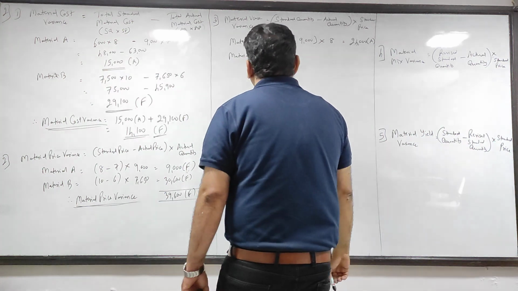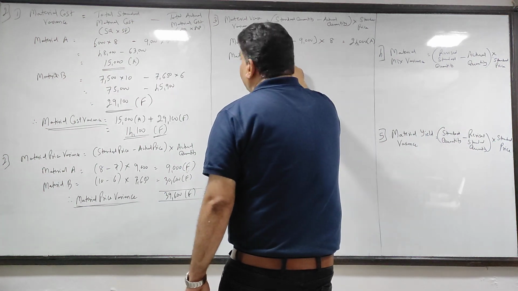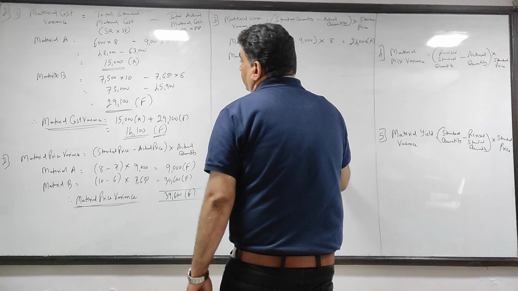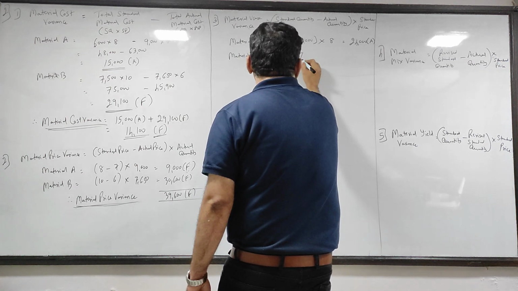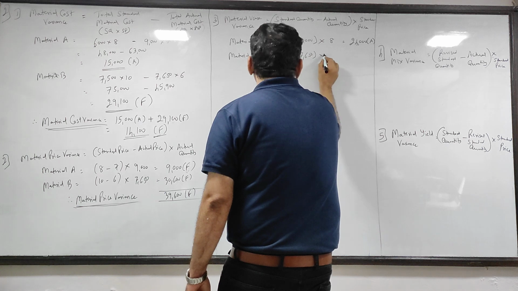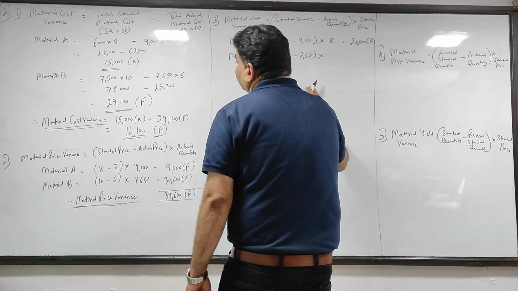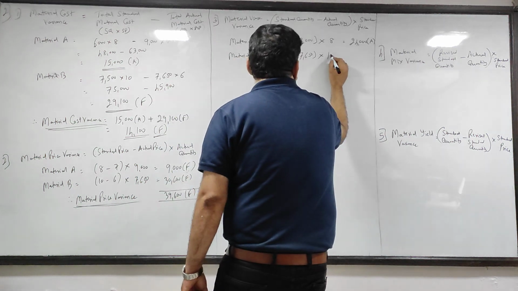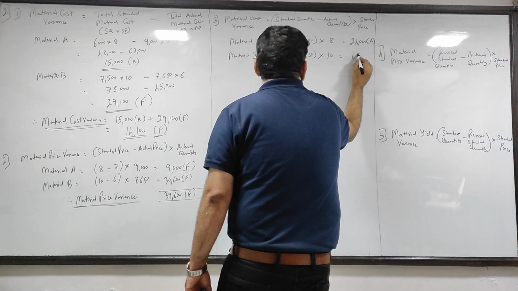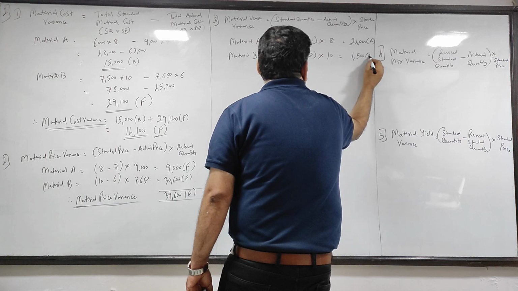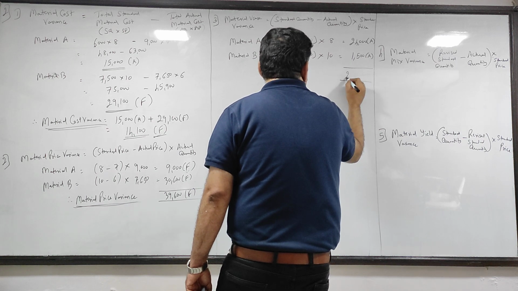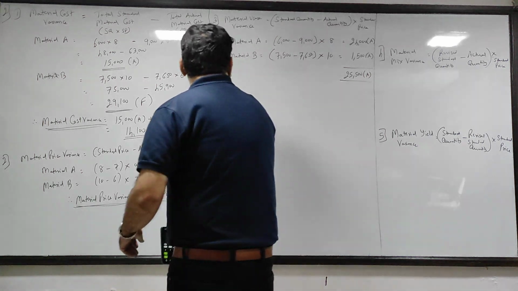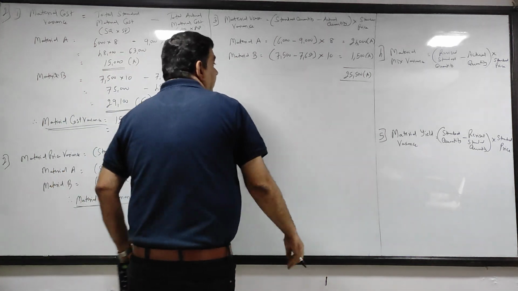Then material B, what is the standard quantity? 7,500 minus actual quantity 7650, into the standard price. What is my standard price? It is 10. So this gives me 1500 adverse. So this becomes 25,500 adverse. Getting it now?